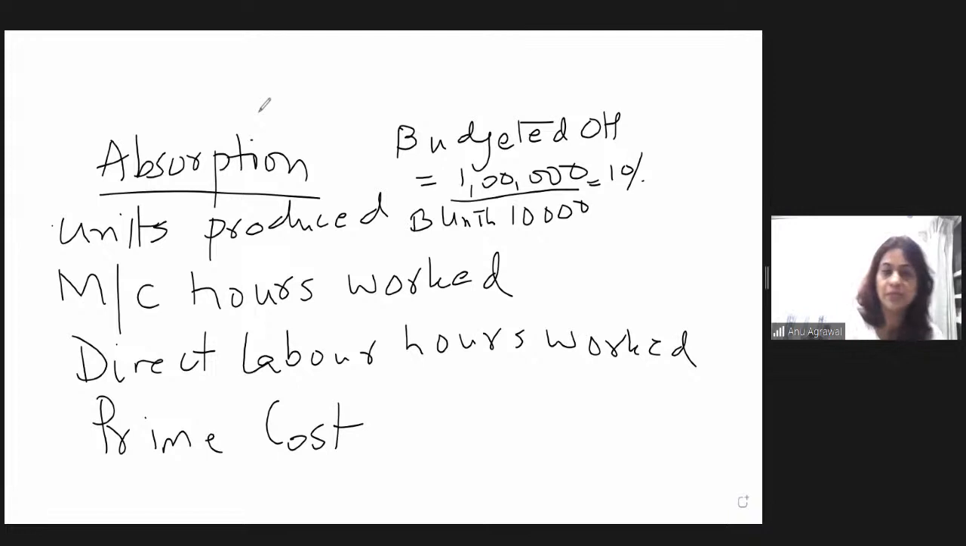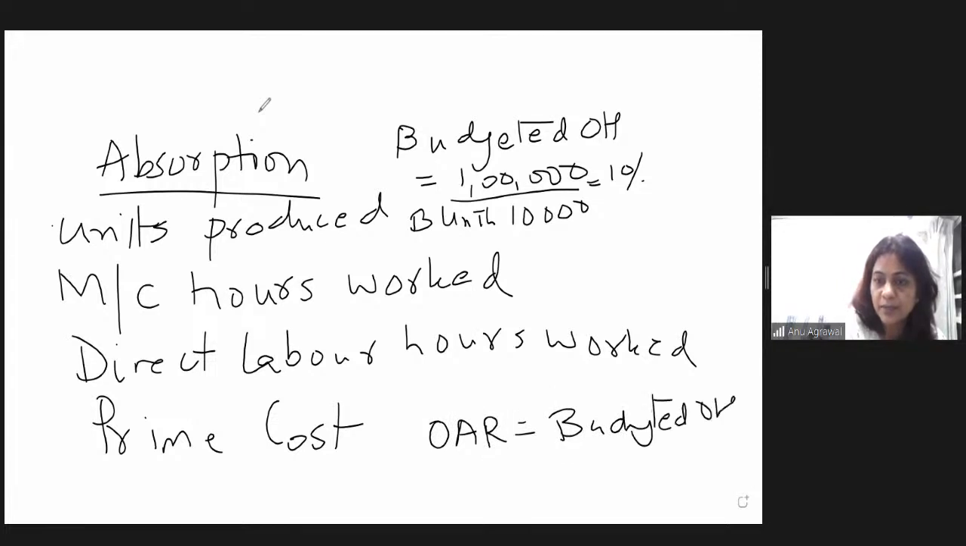No. So some people write that down that OAR is equal to budgeted overheads divided by, now that dividing will depend upon whether you are taking up units produced, machine hours, or direct labor hours. What is the method you're using, right? Now let's say I want to divide it on the basis of machine hours. Now for that, what do I do?